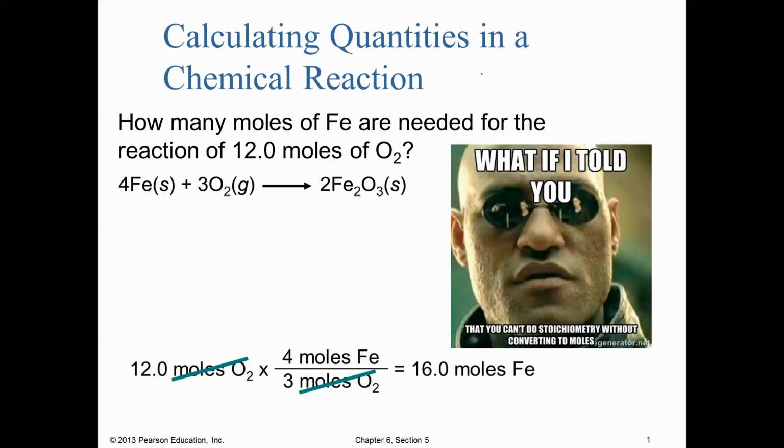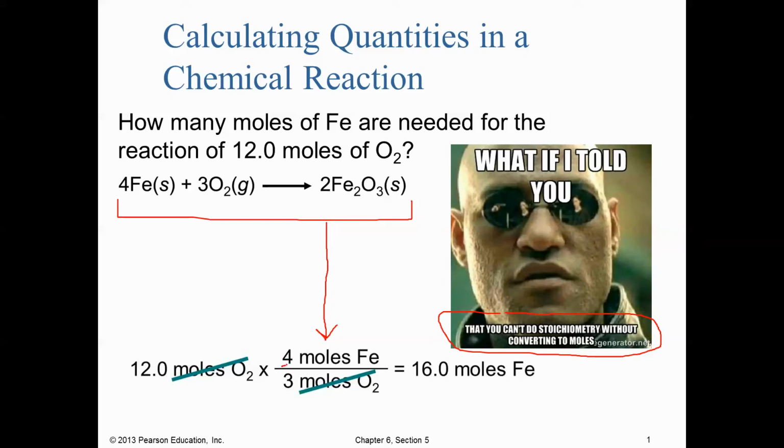So we're going to be practicing a skill called stoichiometry today, and that basically involves converting between amounts of two different chemicals. And Morpheus here has got an important hint for us: we can't do stoichiometry without converting to moles. So stoichiometry is always going to involve some sort of mole-to-mole ratio for two different compounds. And in order to figure out this ratio, we need a balanced chemical equation.